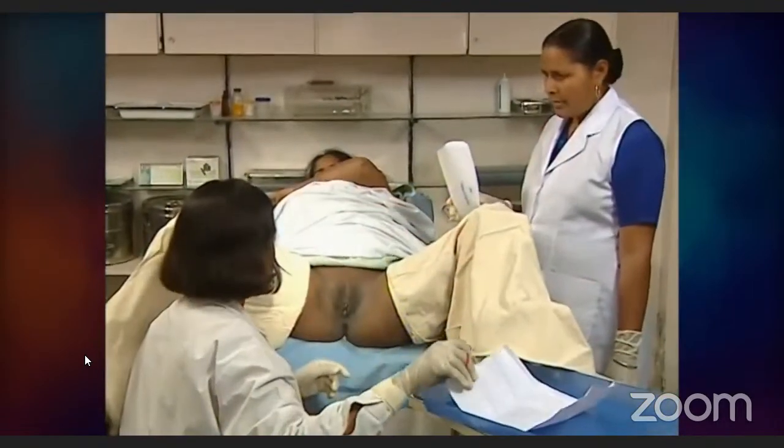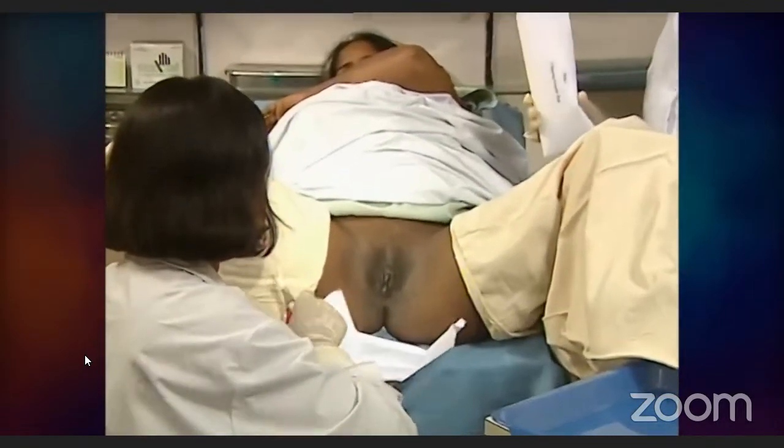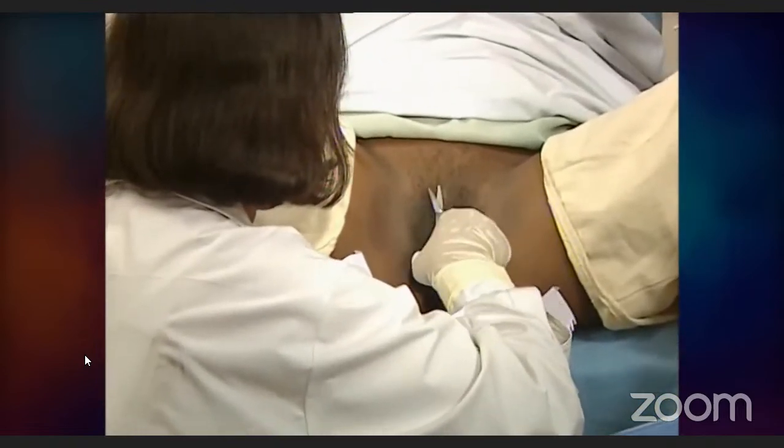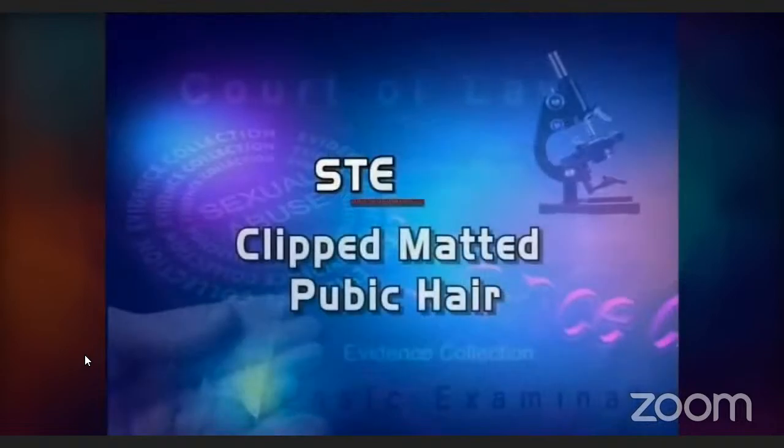Clip several hairs close to the skin and place the sample on the collection paper. There is nothing to worry about, just relax.